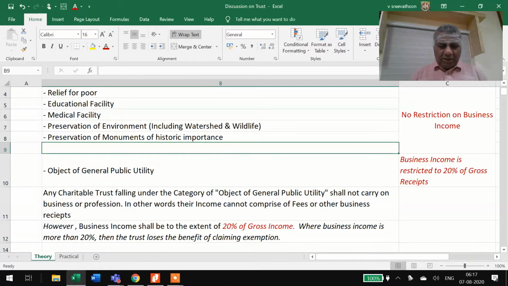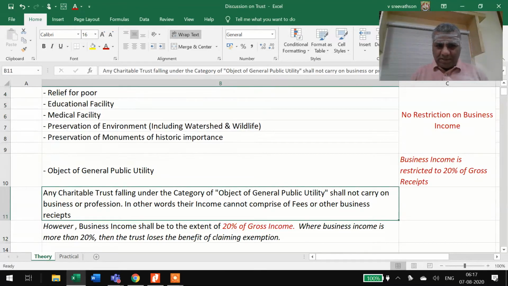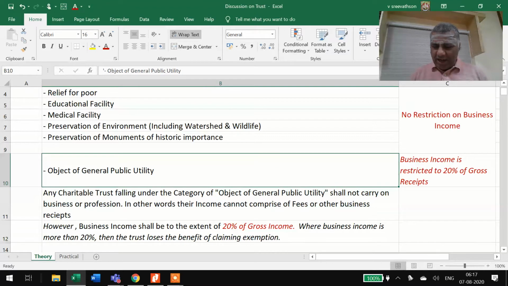In all these other cases, even if it is 100%, it is having an exemption. No restriction on business income. Whereas here, even if it is 21%, you lose the exemption. I'm taking this time to make you understand something very nice, very interesting. You will appreciate this.